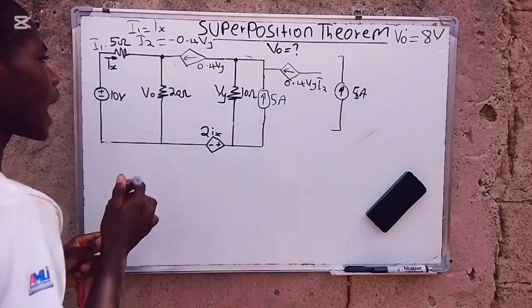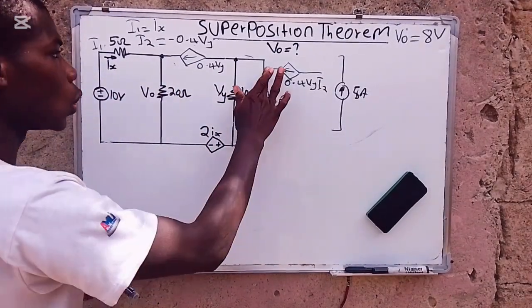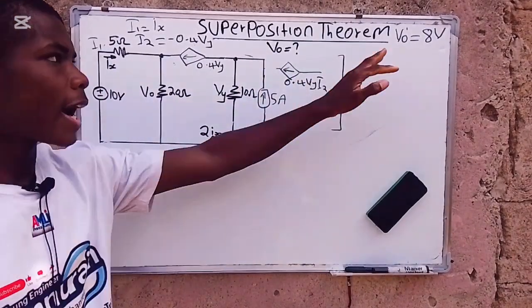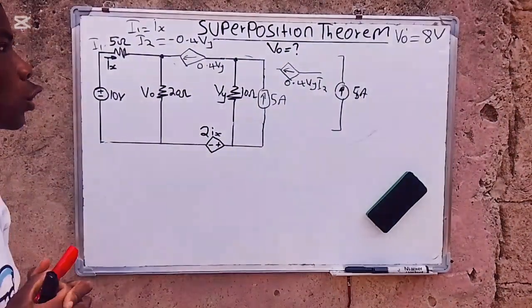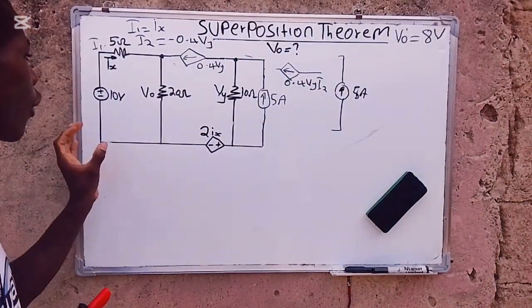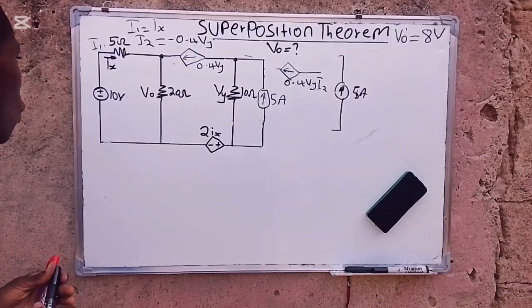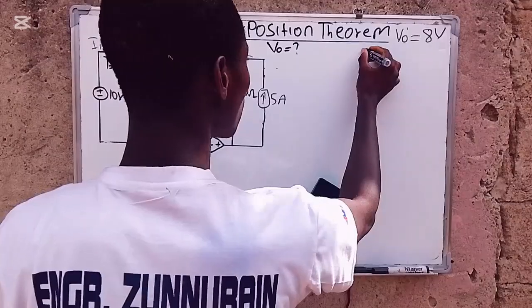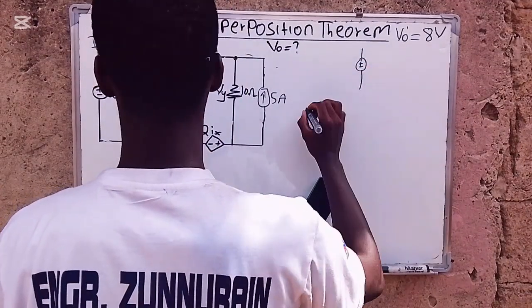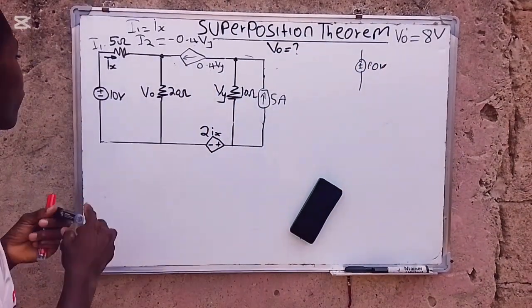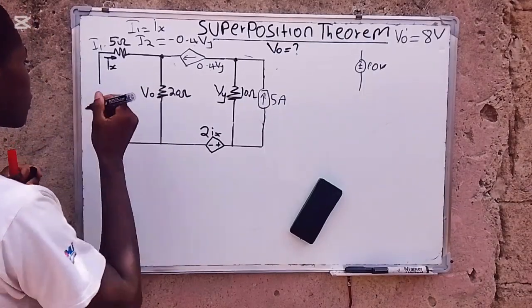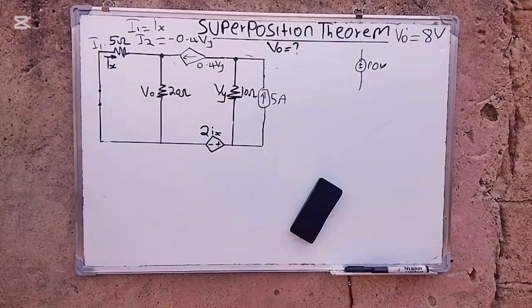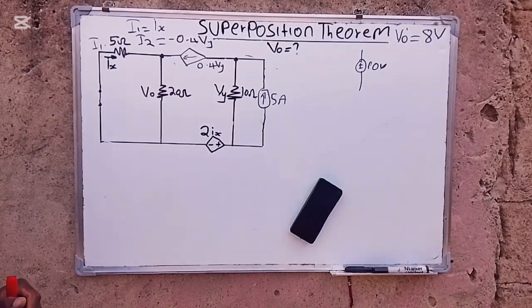Let me clean it. As you can see from here, we first open circuit the current and find the value of V0 prime. Next we are going to short circuit this voltage. We all know that we have 10 volts here, with plus and negative. So if I short circuit this, what should I do next?